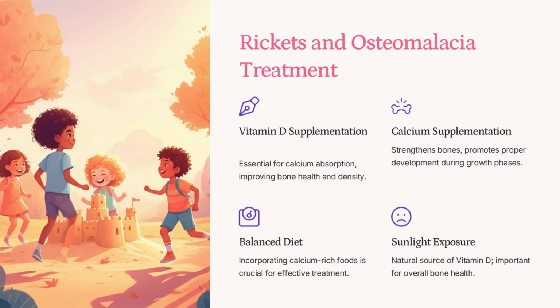Rickets and osteomalacia are conditions caused by vitamin D deficiency, leading to soft, weak bones. Effective treatment involves a multi-pronged approach targeting the root causes. Vitamin D supplementation is essential as it enables proper calcium absorption and improves bone health and density. Calcium supplementation strengthens bones and promotes proper development during growth phases.